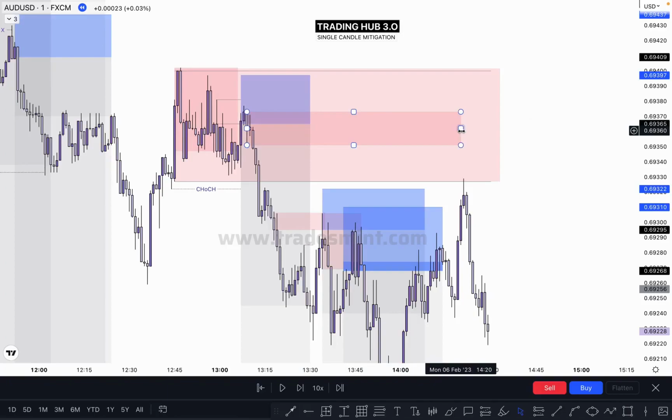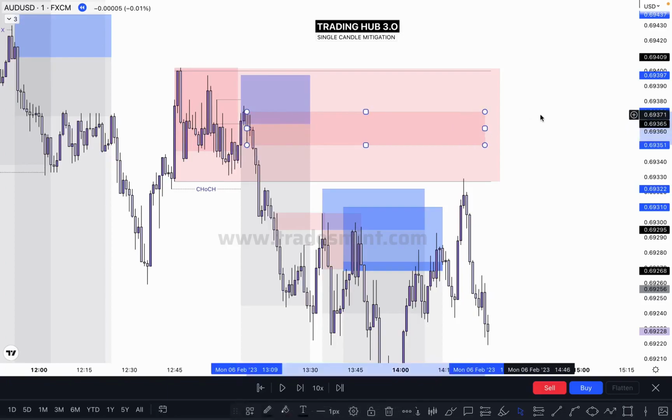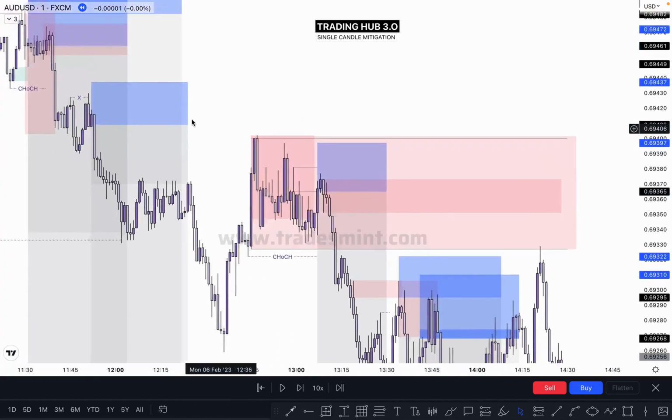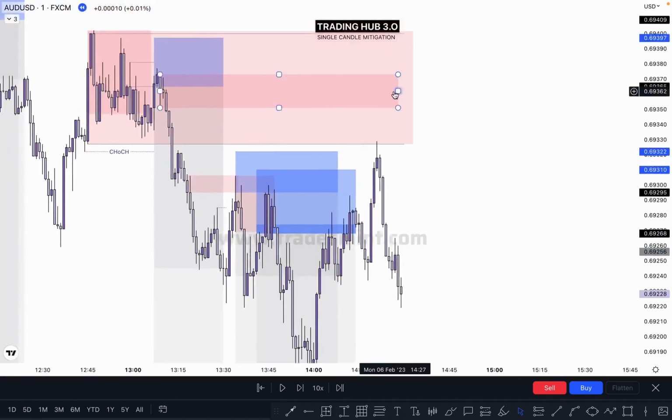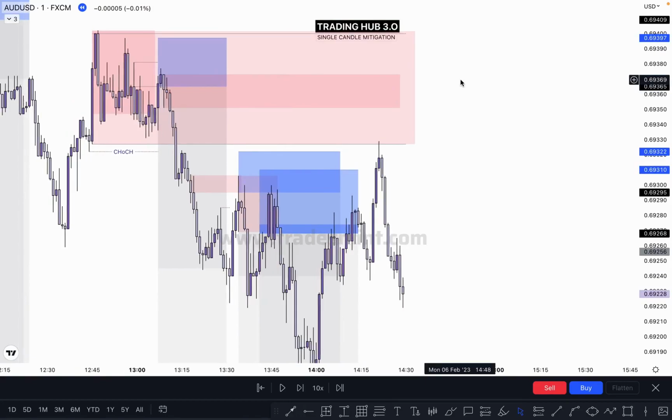If price mitigates here, definitely we are willing to sell here based on the CHoCH and single candle order block, as we have done here and here also. Correct. So the market did not mitigate this one. I'm showing you because sometimes you can miss this type of trade and sometimes you will catch.